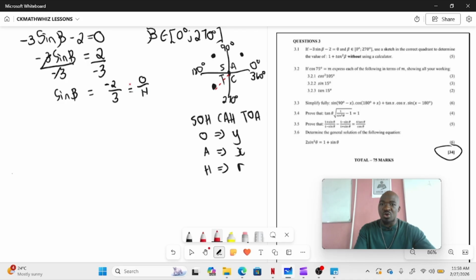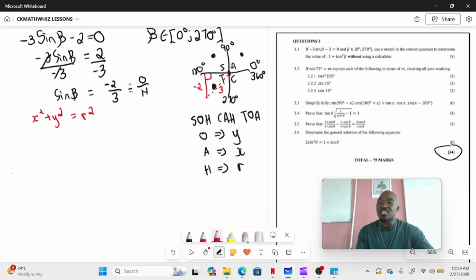We draw our hypotenuse side from the origin, then we draw this one here. Now we know that r is supposed to be 3, then y is supposed to be negative 2. We don't know the adjacent side, so let's try to calculate it. I'm going to write it here, then remove it. So we will use x squared plus y squared equals r squared.